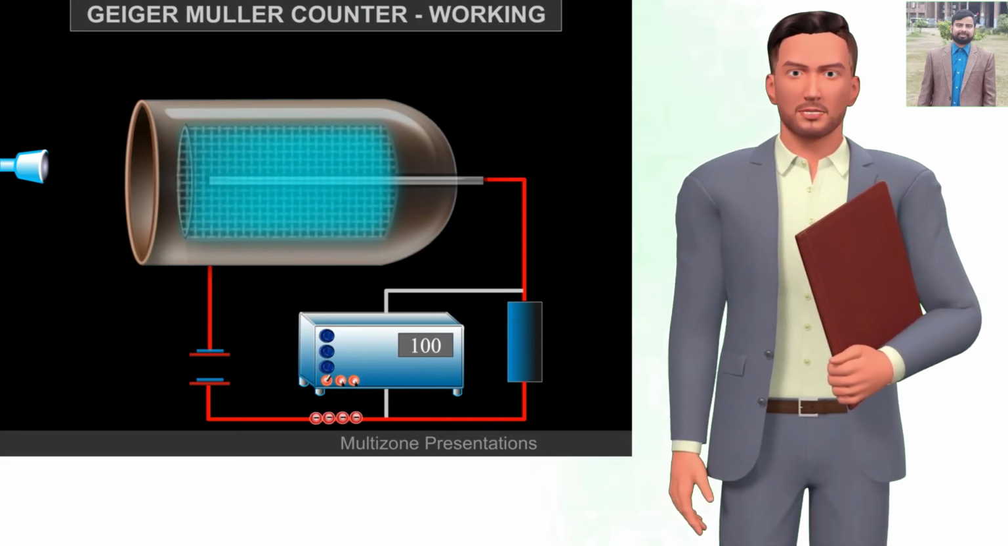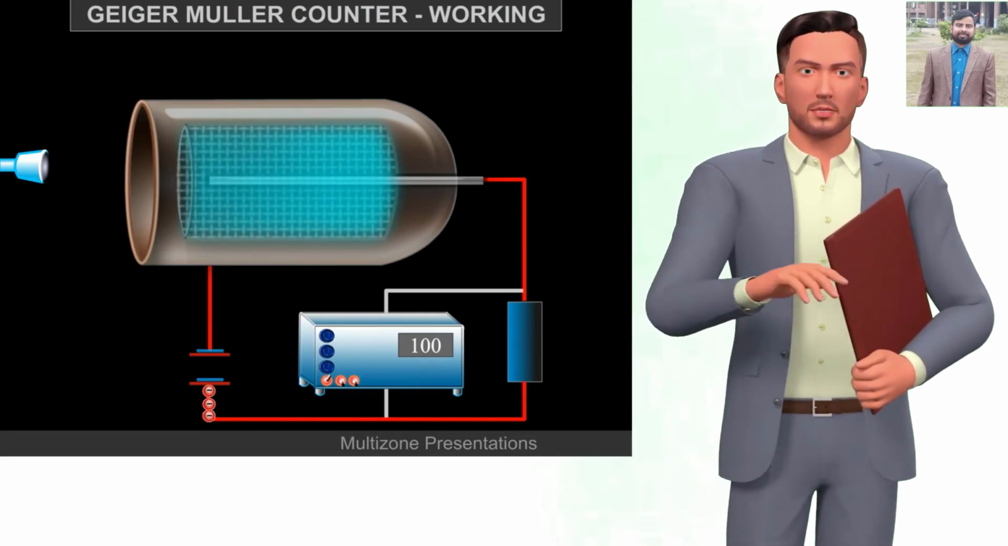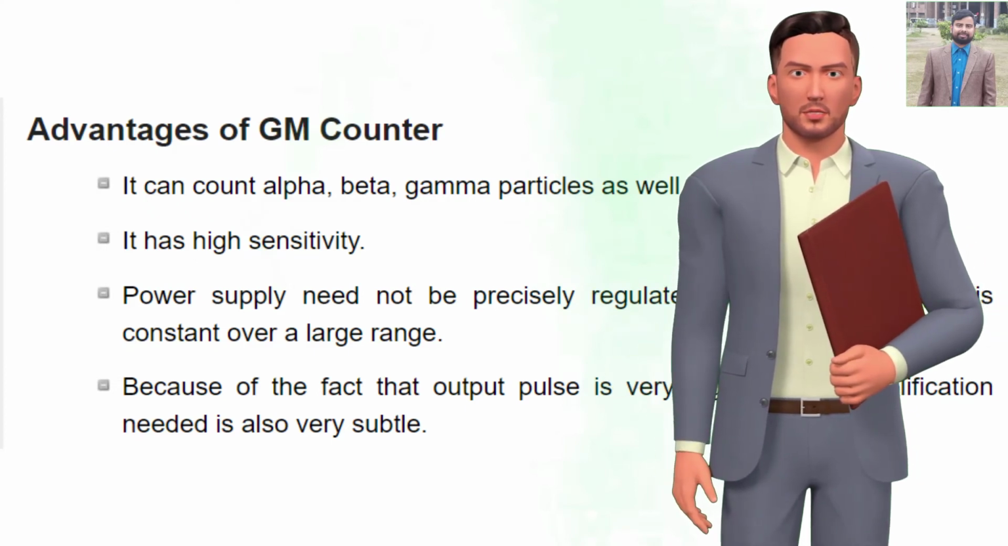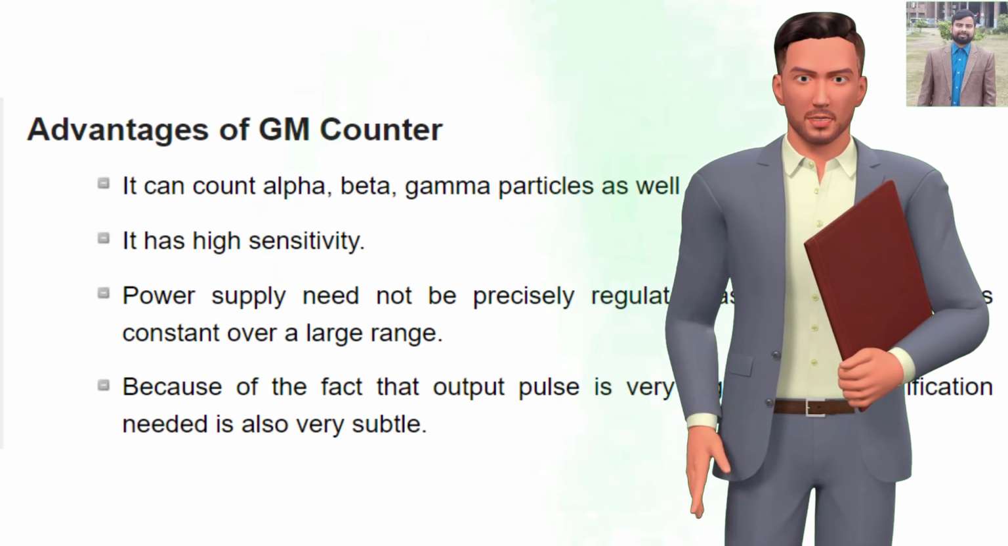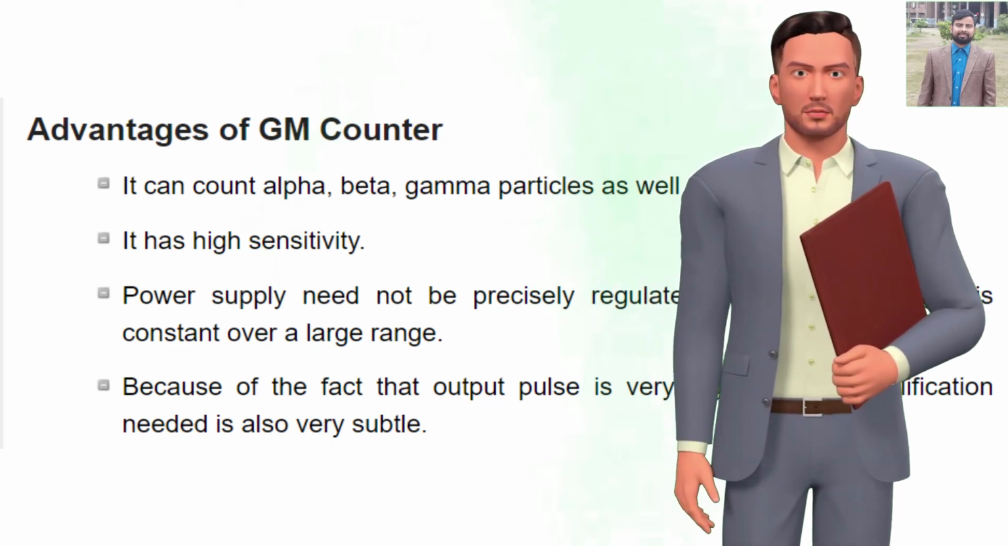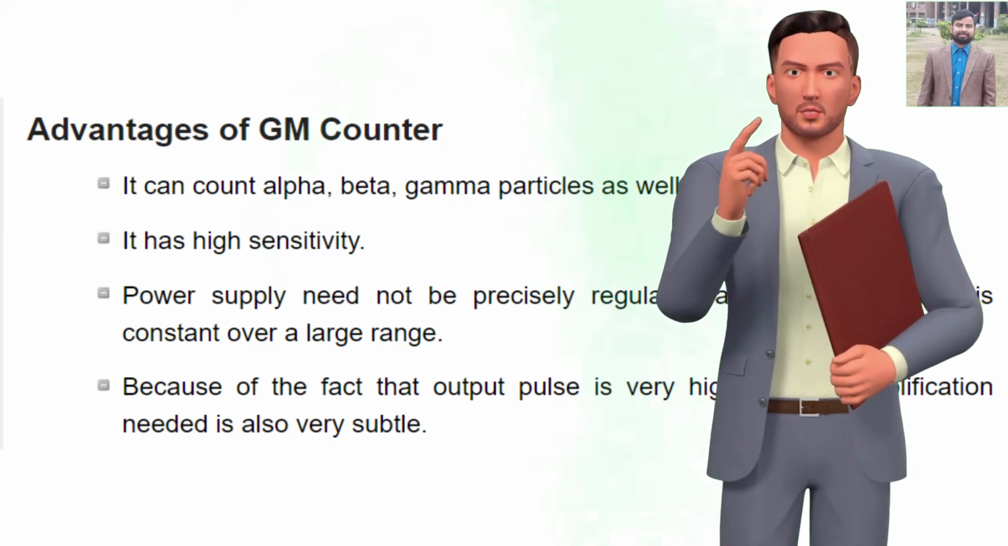Advantages of GM counter. It can count alpha, beta, gamma particles as well as cosmic rays. It has high sensitivity. The power supply need not be precisely regulated as the pulse height is constant over a large range, because the output pulse is very high, so the amplification needed is also very small.